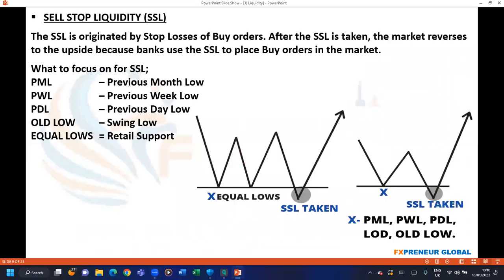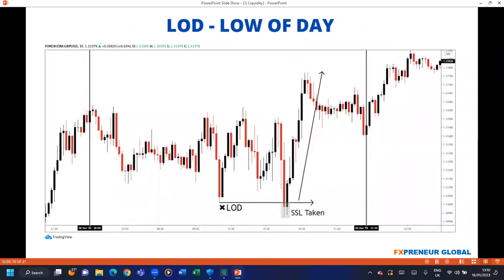This sets the liquidity, talking about where you have the accumulation of buy orders. We have the buy orders, you have the set stop liquidity there, which has to do with the previous month's low, previous week's low, previous day's low, initial low, equal lows. All right. Here you have the initial low of the day. The price swung low and took it out.